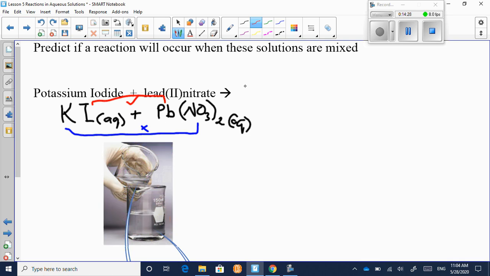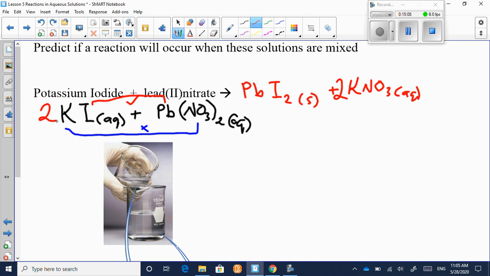So here we go. I am going to predict that Pb, let me check the charges. Pb is +2, iodide is -1, so I do need the 2 there. I'm going to predict that lead iodide solid will form, and then I'll just put the other 2 together. I'll just put K and NO3 and leave them as aqueous. So that's my prediction. Let's balance this. I would need a 2 here and a 2 here to balance it.